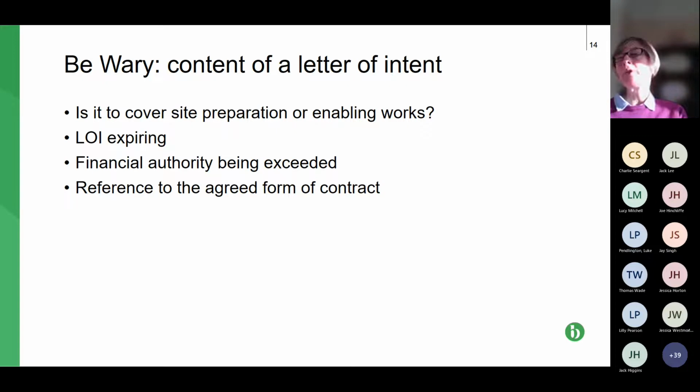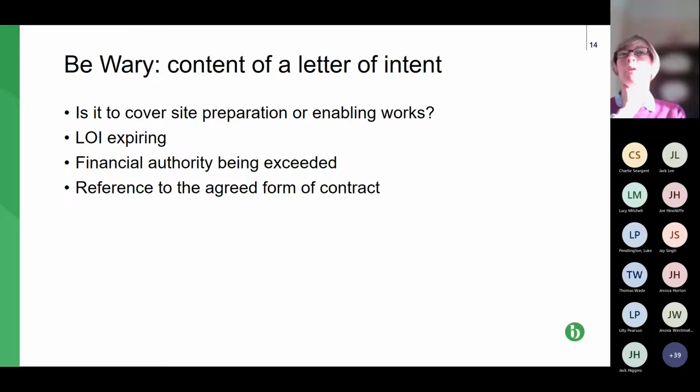So this first bullet point, it's not going to be the full scope of works that you've tendered. As we've seen, it might be just doing site prep, it might be just doing design. You need to be careful that that is the only work you do. Don't get sucked into doing more work without getting specific written authority to do so. So in other words, an extension to your letter of intent.